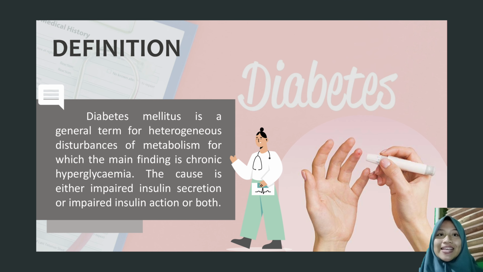Do you know what is diabetes mellitus? I think all of you are familiar with diabetes mellitus, right? Okay, diabetes mellitus is a general term for heterogeneous disturbance of metabolism for which the main finding is chronic hyperglycemia. The cause is either impaired insulin secretion or impaired insulin action or both.